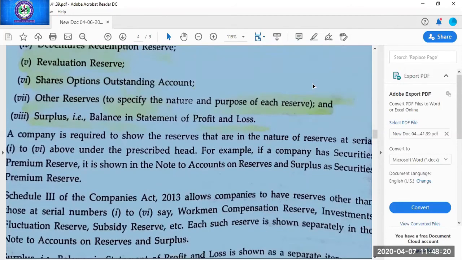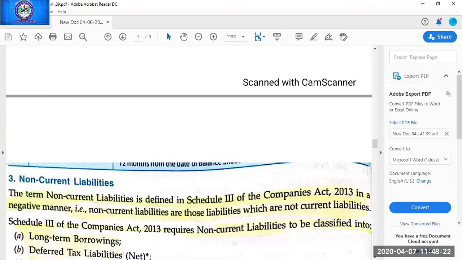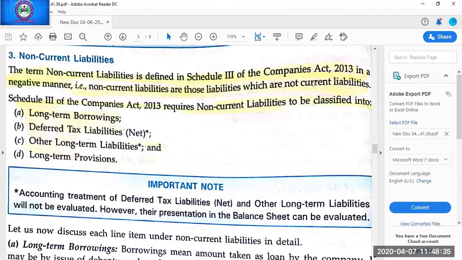Then money received against share warrant, I told you that it is a non-evaluative topic. In numericals, it will never come. Then I told you share application money pending allotment, second major head, but it is also a non-evaluative topic. It will also not come in the exam. So non-current liabilities, there are 4 subheads: long-term borrowings, deferred tax liabilities, other long-term liabilities, and long-term provisions. Out of these 4, the second subhead, deferred tax liability, is a non-evaluative topic.